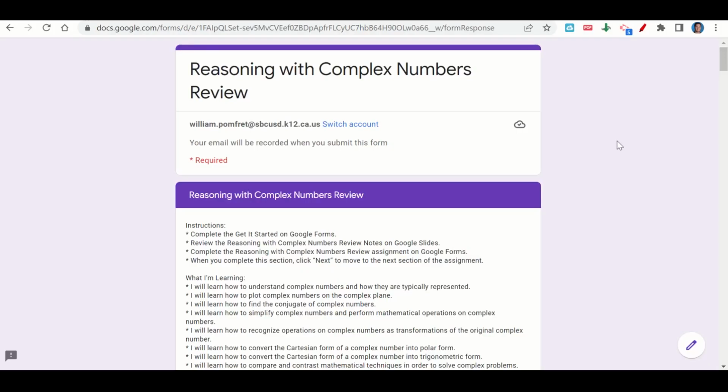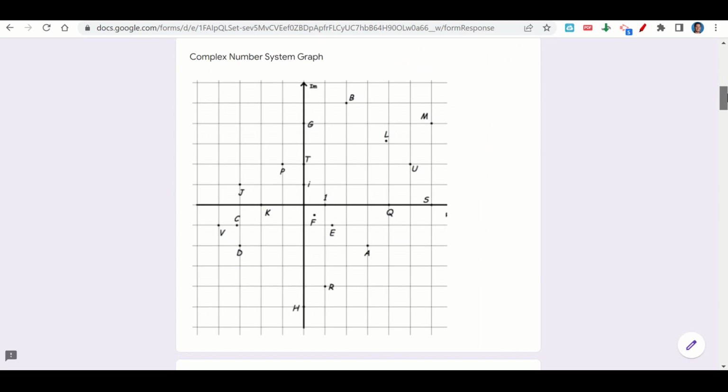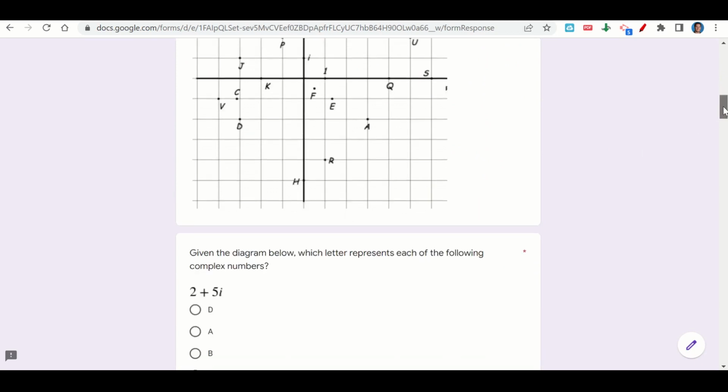Let's take a look now at the reasoning with complex numbers review assignment. The assignment begins with the learning goals and success criteria. If we scroll down, we can see the questions. So we're given a complex plane here, and we're asked to find 2 plus 5i. What letter corresponds with 2 plus 5i?